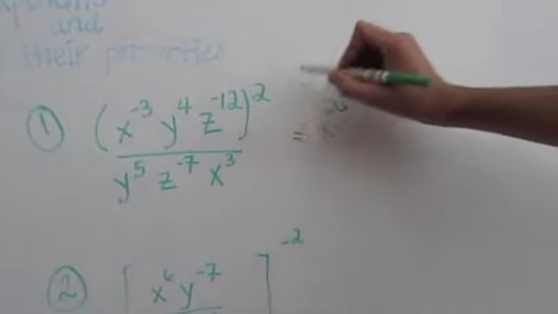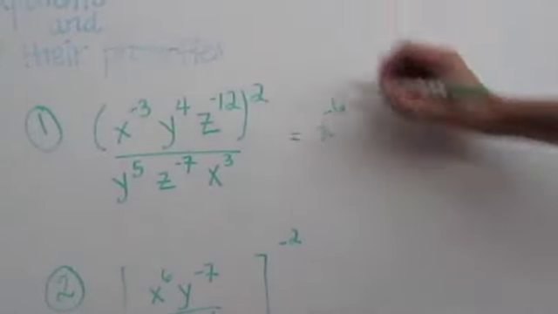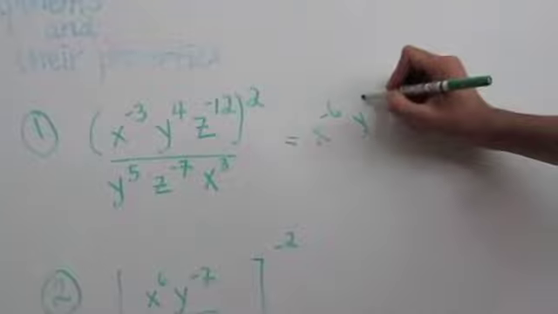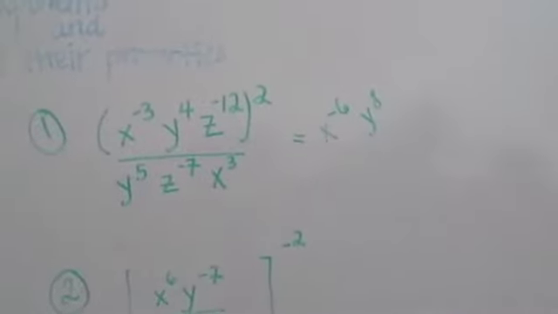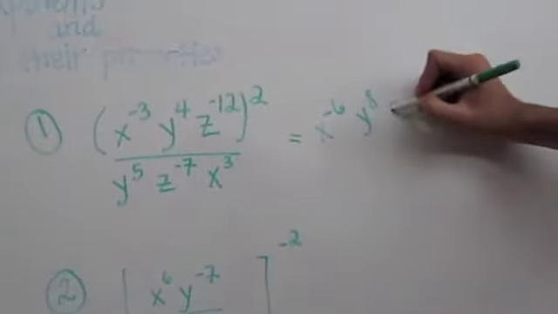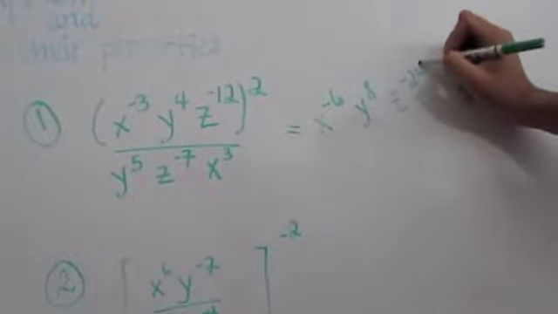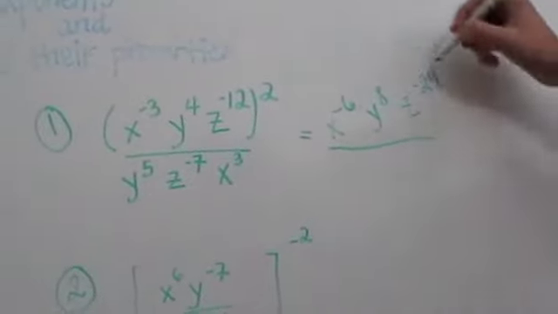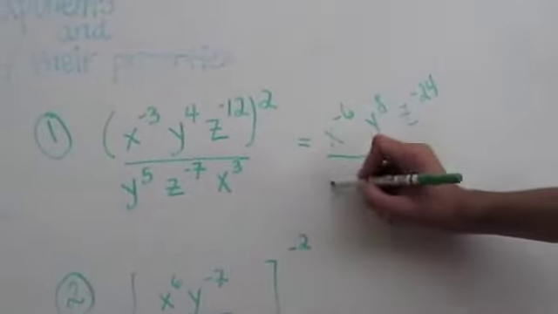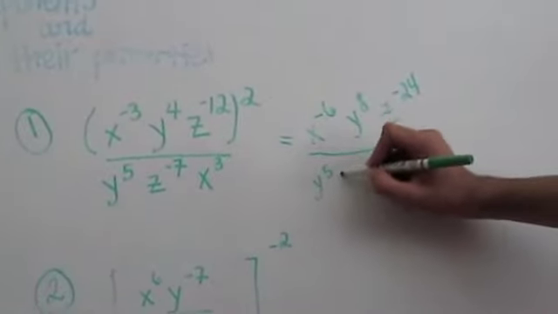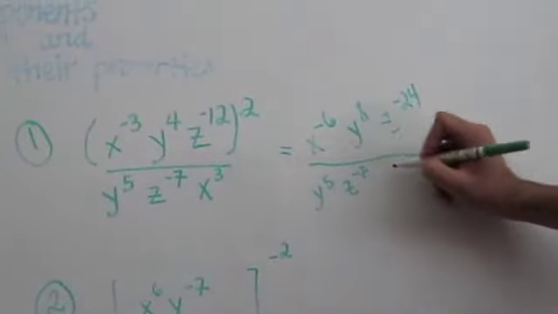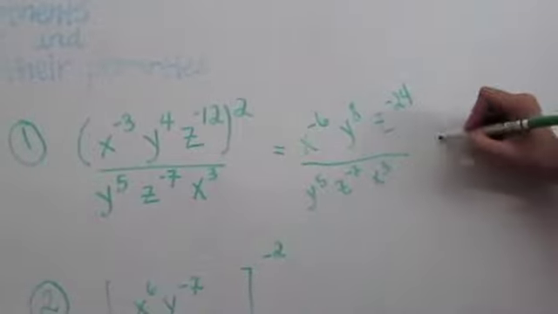Y to the 4th squared is 4 times 2, 8. Z to the negative 12 squared is z to the negative 24. So we're doing this before we cancel out all the negatives. Leave the bottom: z to the negative 7, x to the 3rd. Okay, now we're going to get rid of our negatives.